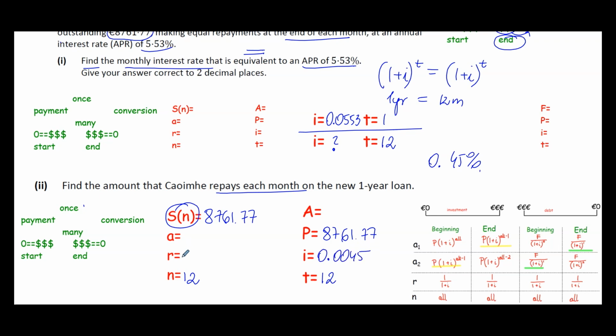The interest rate, like I told you from that part, we found will be 0.0045. Then the value of r, like I said to you, is always the same: 1 divided by 1 plus the interest rate, so it will be 1.0045. And now we are looking for the value of a. That is the monthly repayment. That's what we are looking for.